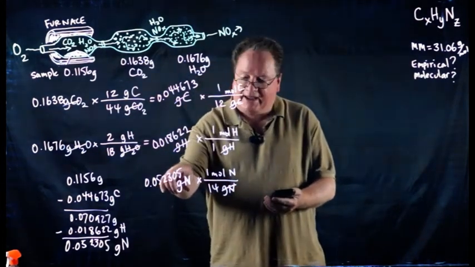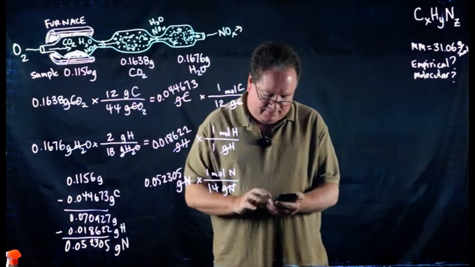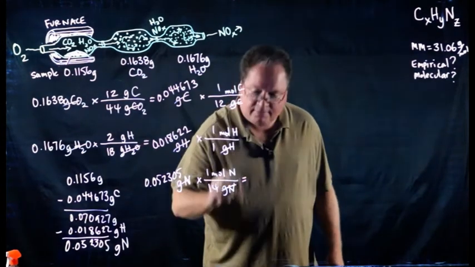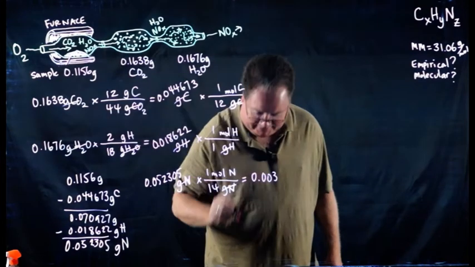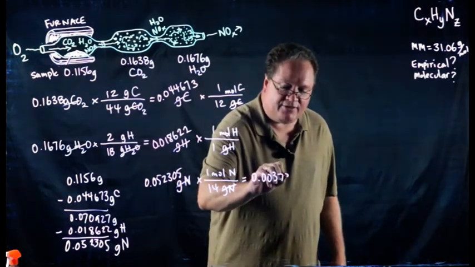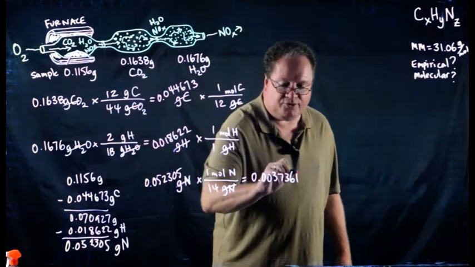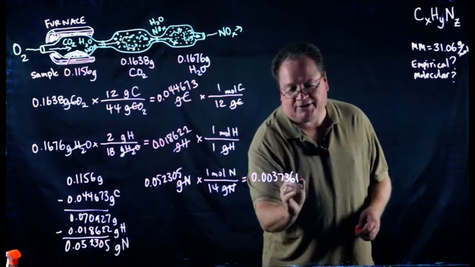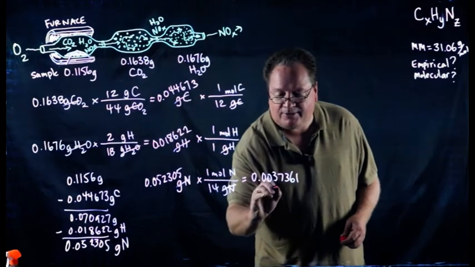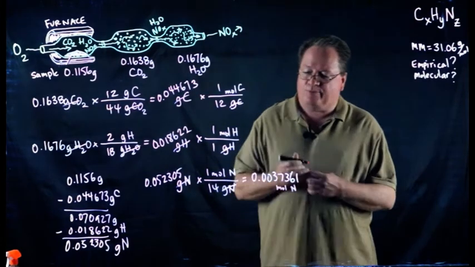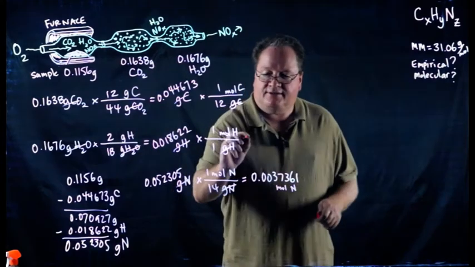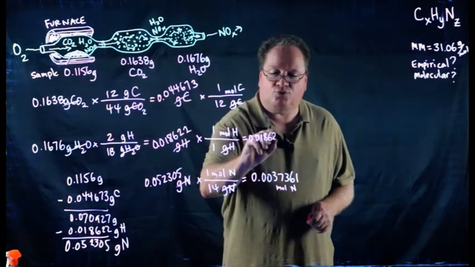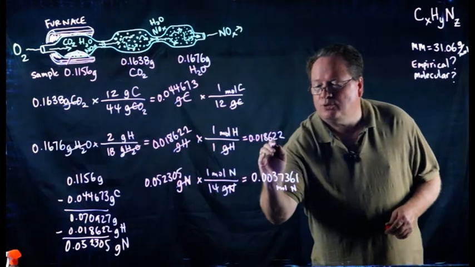So if I take this number that I have here and divide it by 14, I get 0.003736. And then the next digit would be 1. Okay? So that's how many moles. I'm not going to, well, I better because I'm giving a bad example if I don't. I'll write it down below. Moles nitrogen. That's how many moles we have. This is easy. 0.018622. All right? And that's going to be moles of hydrogen.